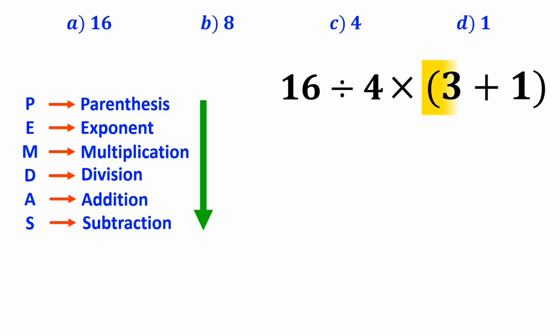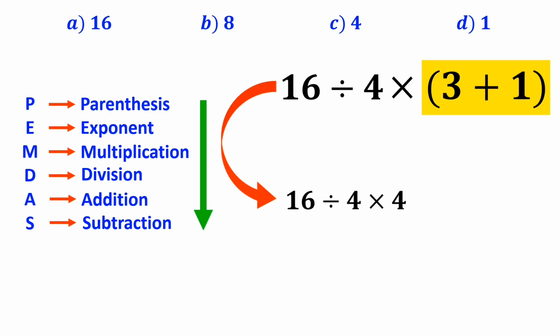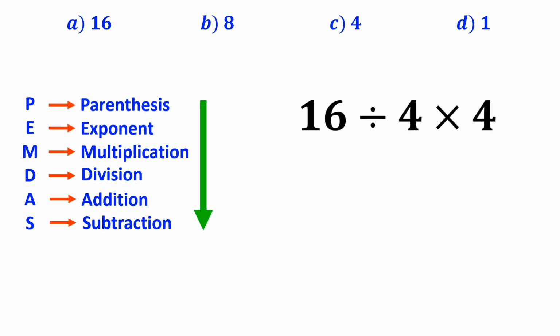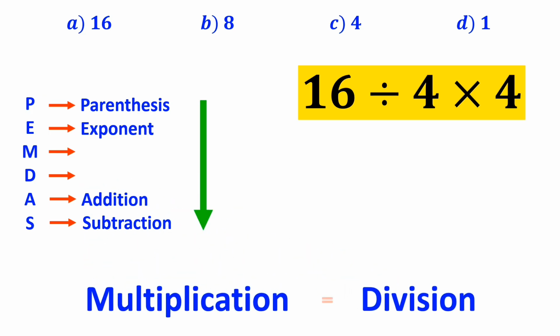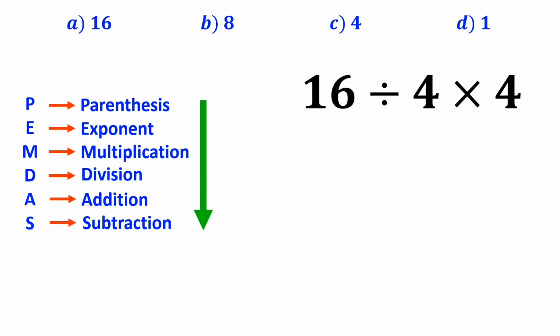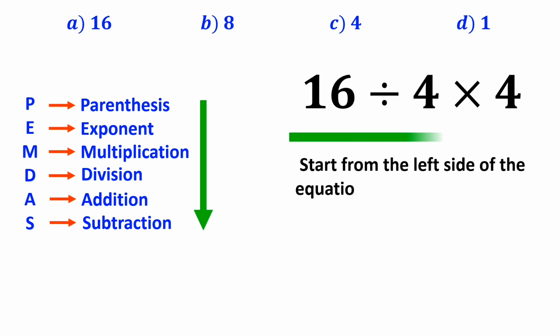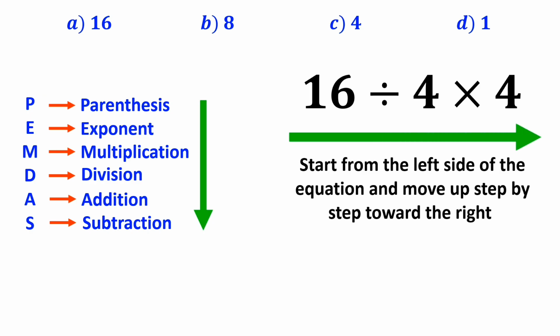Alright, first we go to the parentheses since it has the highest priority compared to the other operations. So instead of this expression, we can write 16 divided by 4 times 4. In the next step, we need to evaluate this expression. It's important to remember that multiplication and division have the same level of priority. In this case, all we need to do is start from the left side of the equation and move step by step toward the right.